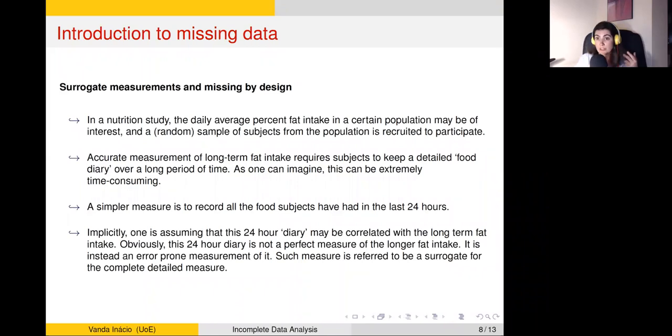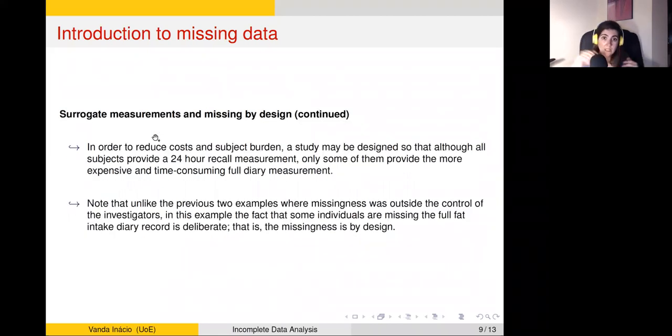And what we are implicitly assuming is that this 24-hour diary is correlated with the long-term fat intake. Obviously, it is not a perfect measure of the longer fat intake, but instead an error-prone measurement of it. In the literature, this 24-hour diary, or the shorter diary, is referred to as a surrogate for the complete detailed measure. And in order to reduce costs and subject burden, a study may be conducted in the following way.